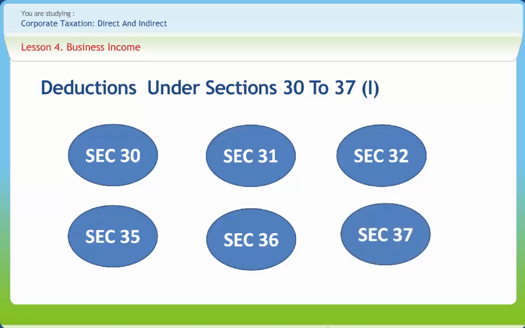Section 37 is of general deduction. This is a residuary section. Hence, this section covers only those items of business expenditure which are not covered under Section 30 to 36. The deduction U/S 37 is allowed if expenditure satisfies all the 3 conditions mentioned below.